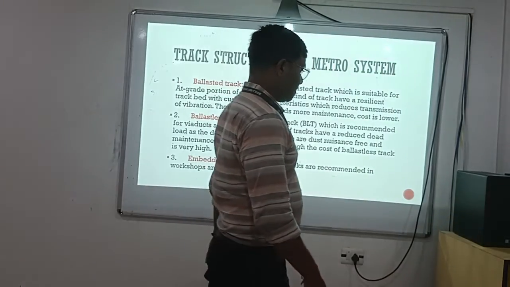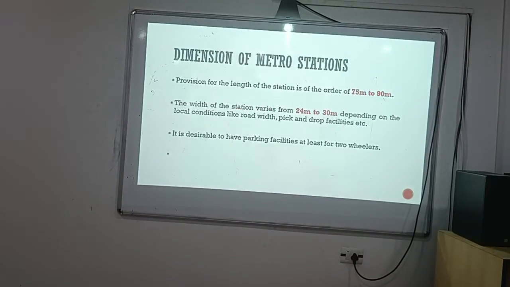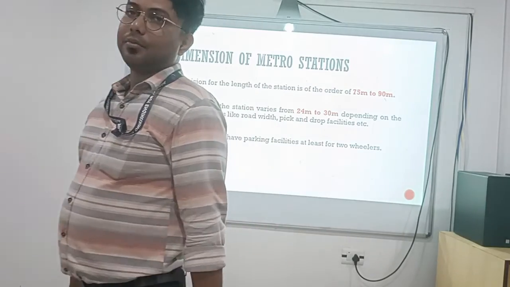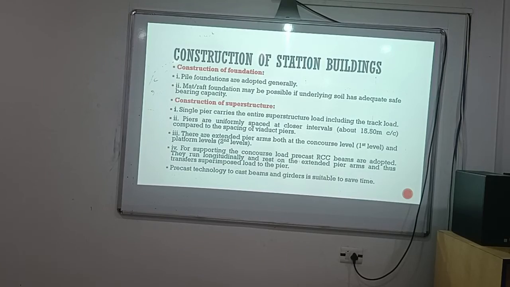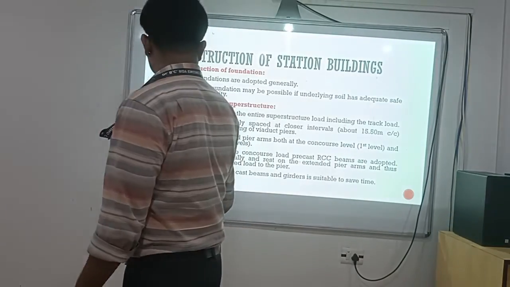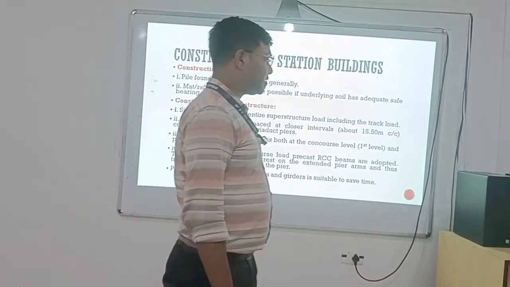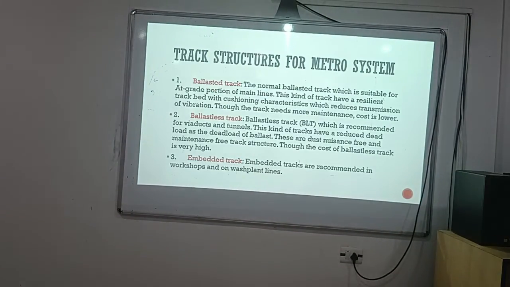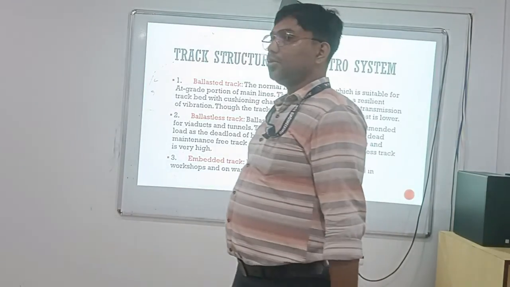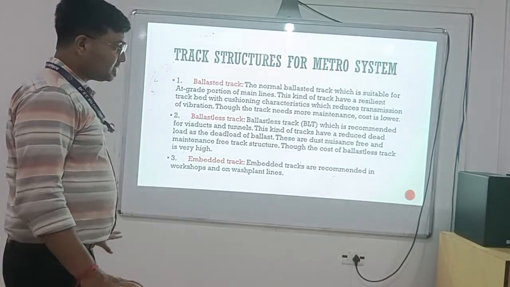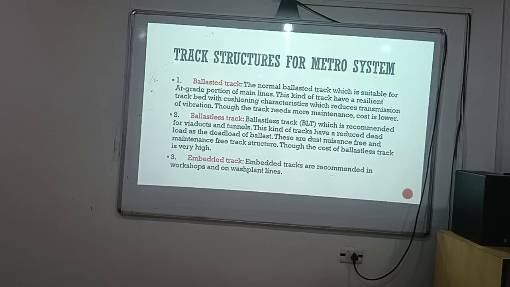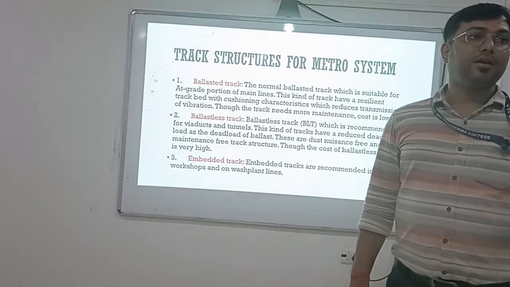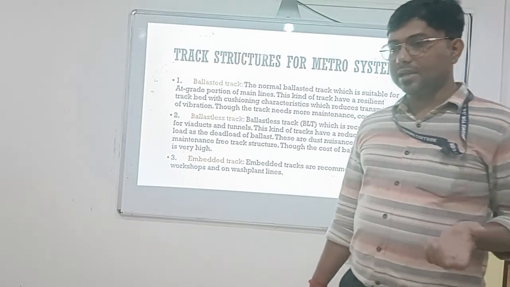So this is what we have discussed today: the provisions for the dimensions of the metro stations, with general provisions given. Next, the technique and provisions for the construction of the station building for the metro system were discussed, and the track structures for the metro system as well. We are stopping here for the discussion of the metro system class, but we will be continuing the campus preparedness topic after this.